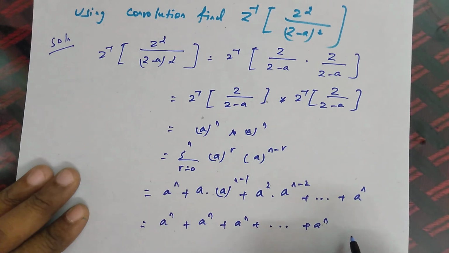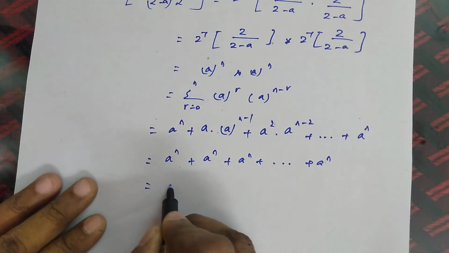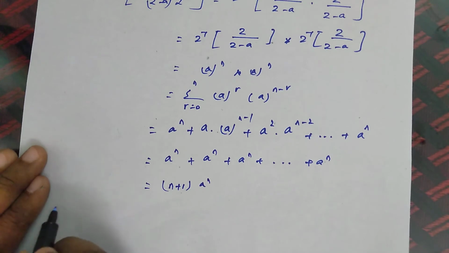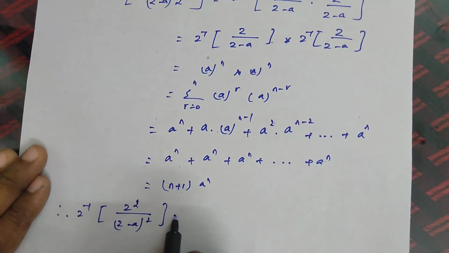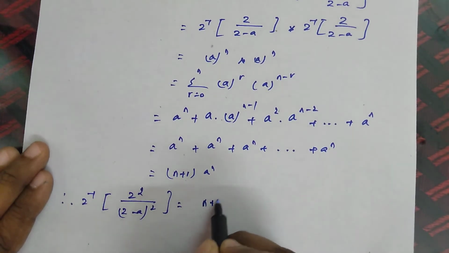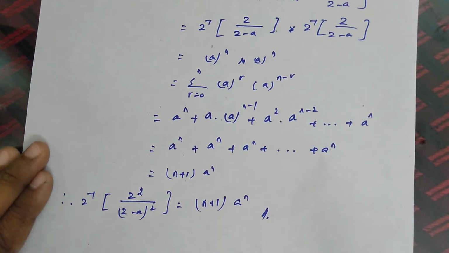How many a power n terms? Because r equal to 0 to n, so how many terms are there? N plus 1 a power n terms are there. Therefore the answer of z inverse of z square by (z minus a) the whole square equal to what? N plus 1 into a power n. So this is the answer for this question.